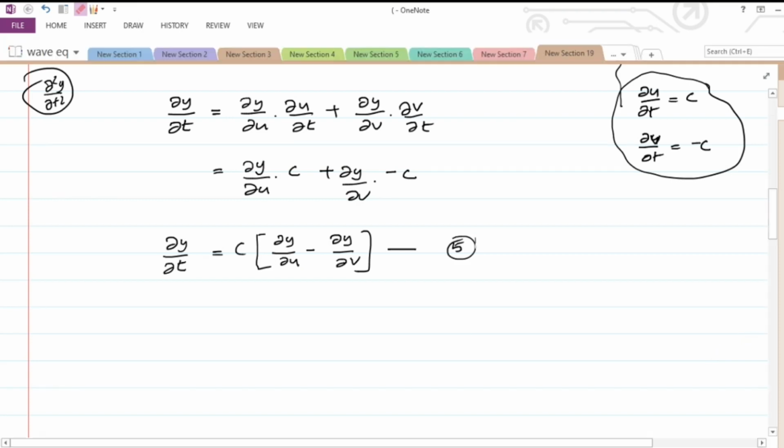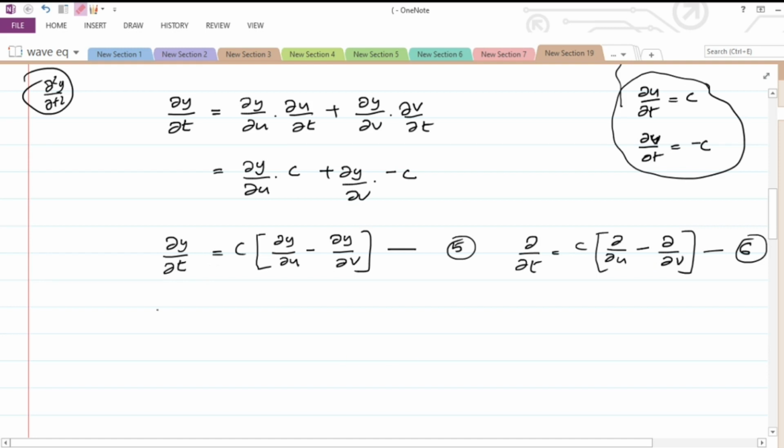Also, like what we did in the previous case, in terms of operator we can also write ∂/∂t is equal to c into (∂/∂u minus ∂/∂v). Okay, while operating on y you will get the same thing as equation number 5 has. So you can keep this as equation number 6.